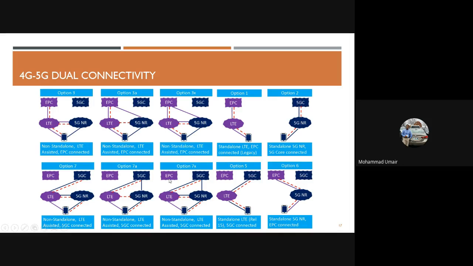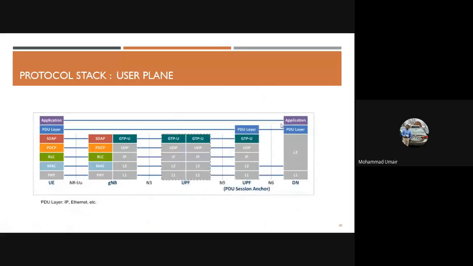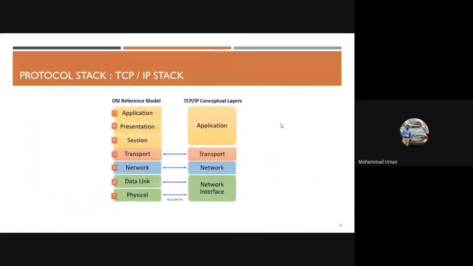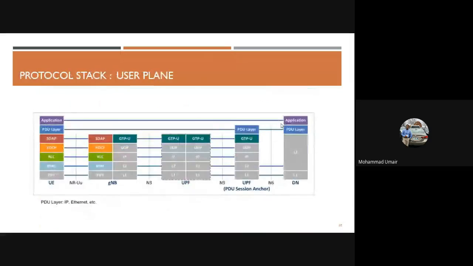Option 3 is there, option 7, option 5. I'm not going to touch all of them in detail, but these are the various intermediate options where you will start with option 1 and then finally end up in option 2, which is the 5G standalone network. Finally, this is about the network architecture.